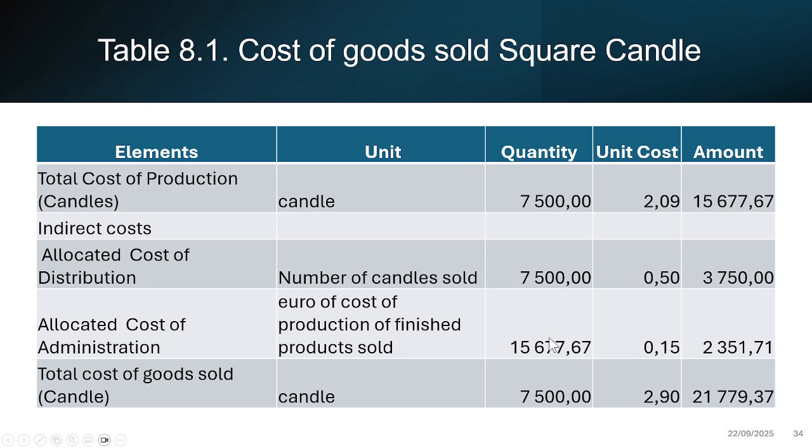As you remember, at the beginning, in the first step, they already give you the information for the quantity of the cost driver for this administration. So now we know how we can calculate it, right? The total administration cost will be equal to the quantity of the cost driver multiplied by the unit cost driver. So we have 2,351 euro.